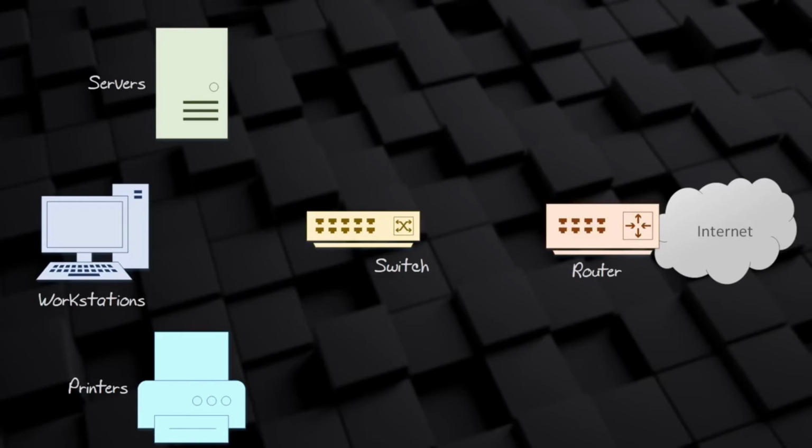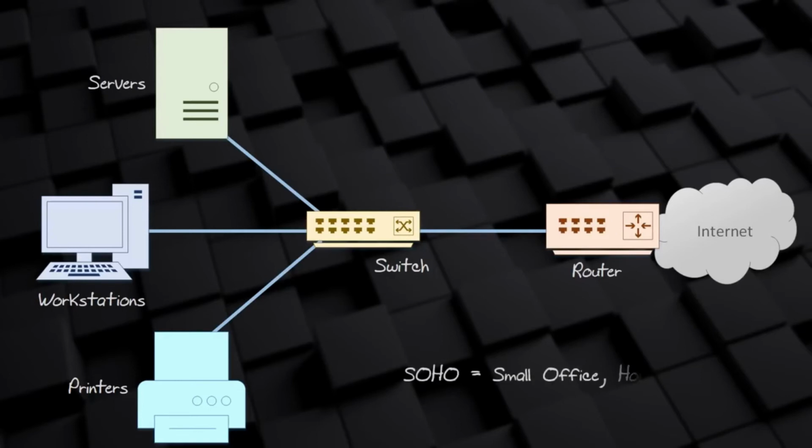Networks come in different sizes. A network at home is an example of a small network. These networks usually only have a few nodes. This is called a SOHO network. SOHO means Small Office Home Office. These networks typically have a couple of computers, a printer, a few phones and tablets. Some devices will be wireless, and some are connected to a switch.